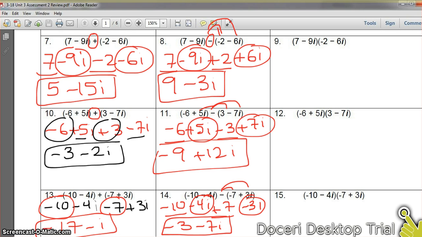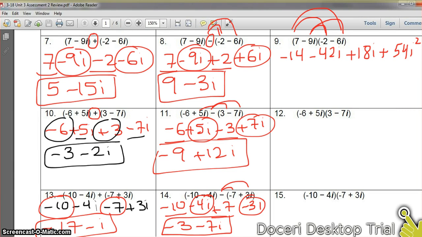Now here there's nothing between those two parentheses, so basically you are multiplying them, so you FOIL. So 7 times negative 2 is going to be negative 14. 7 times negative 6i is going to be negative 42i. Negative 9i times negative 2 is going to be positive 18i, and negative 9i times negative 6i is going to be positive 54i squared.